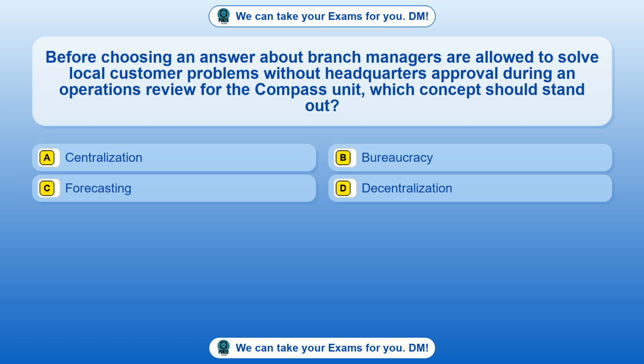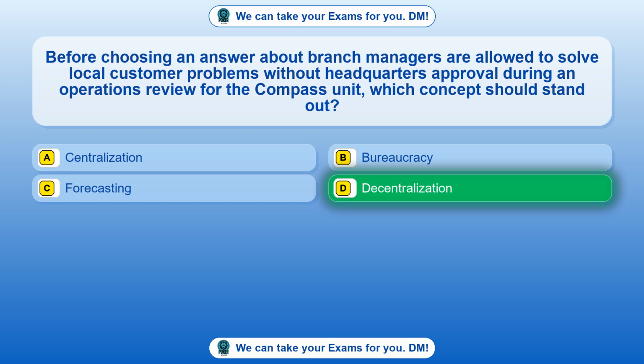Question 95. Before choosing an answer about branch managers who are allowed to solve local customer problems without headquarters approval during an operations review for the Compass unit, which concept should stand out? Option A, centralization. Option B, bureaucracy. Option C, forecasting. Option D, decentralization. The correct answer is option D, decentralization.